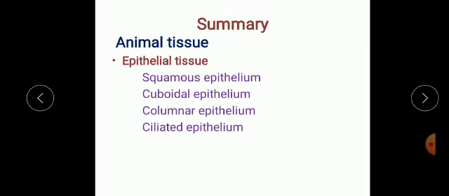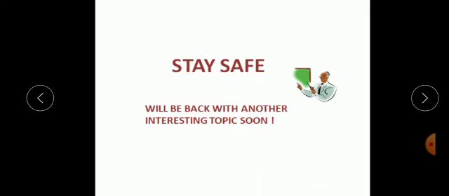So students, in today's lesson, we introduced animal tissue, in which we studied epithelial tissue, its nature, structure, and function. We also studied four types of epithelial tissue, that is squamous epithelium, cuboidal epithelium, columnar epithelium, and ciliated epithelium. I hope you have understood and enjoyed today's lesson.